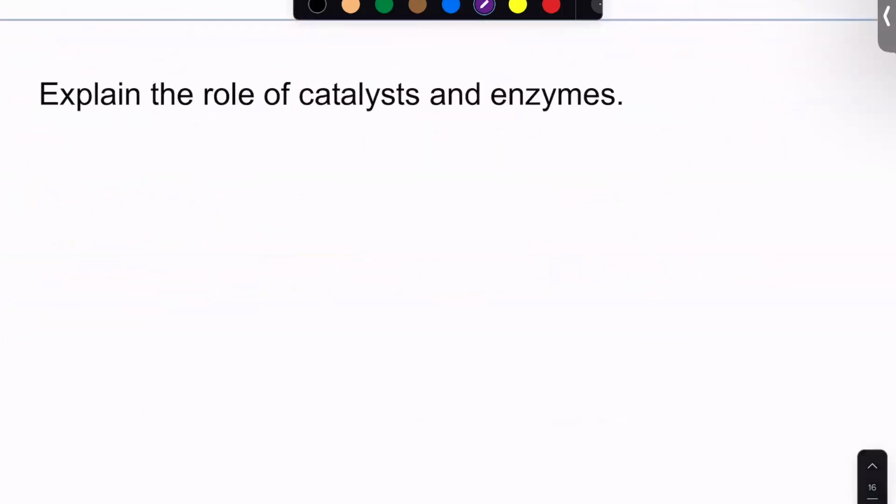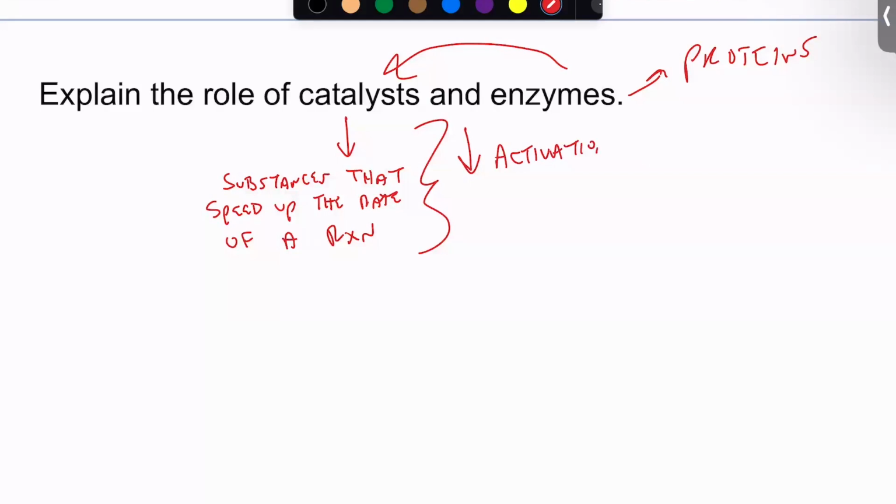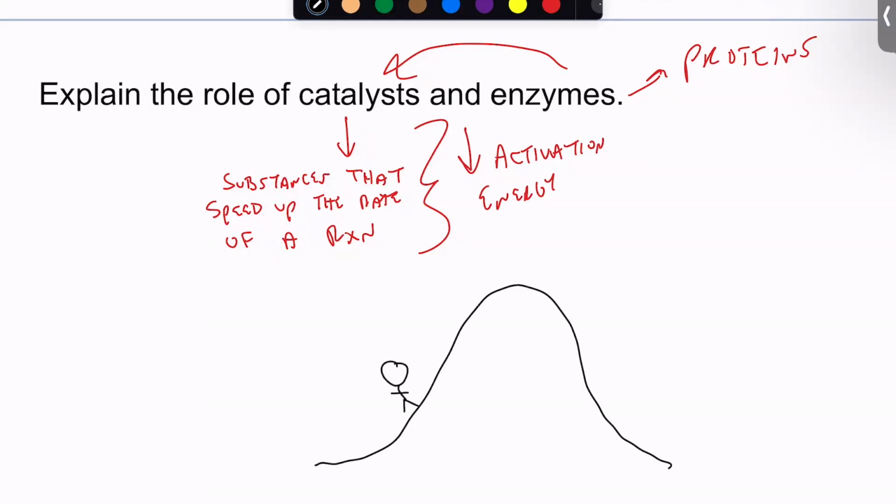All right. Next, explain the role of catalysts and enzymes. So catalysts are going to be substances that speed up the rate of a reaction. And so enzymes are an example of a catalyst. So some enzymes, think of some specific proteins, that's their whole role. Their technical way is that they lower something called the activation energy of a reaction. So, for example, say we have a mountain right here, okay, and then say that the activation energy is what it would take for you to roll this ball up the hill.